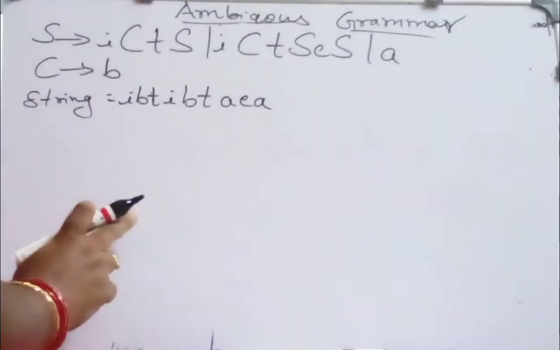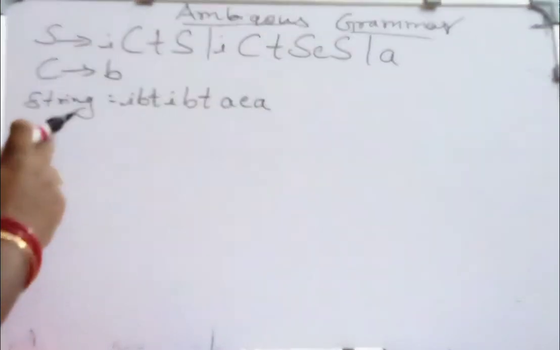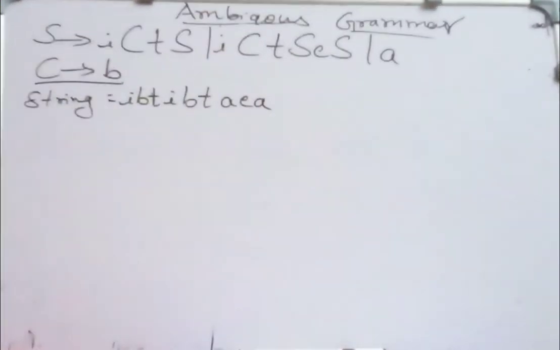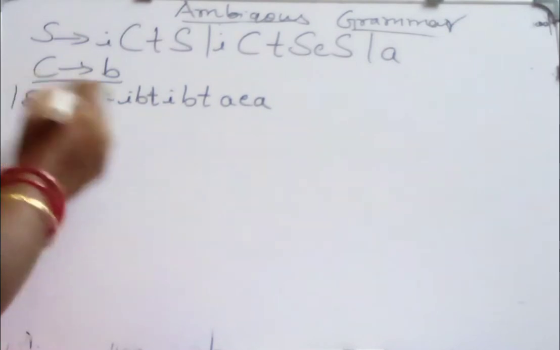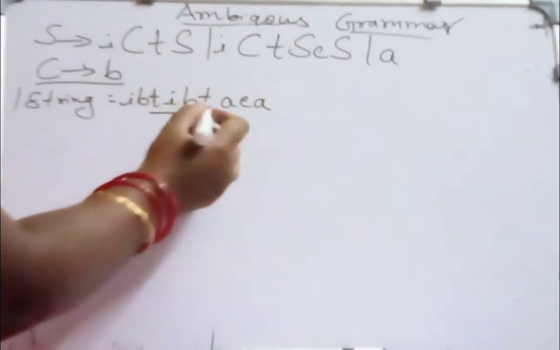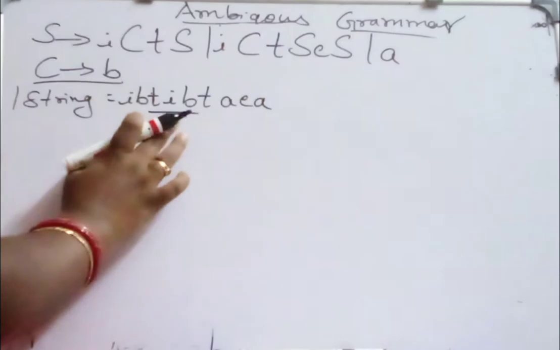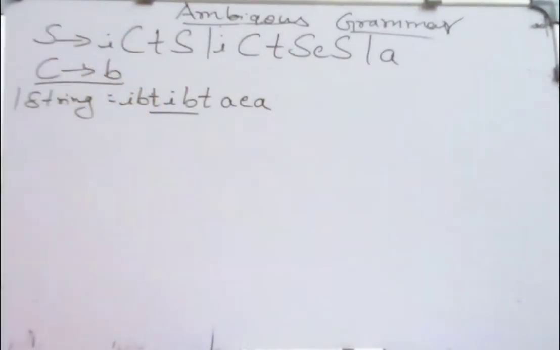Today we are checking for ambiguity of a grammar. Consider this grammar: S derives iCtS, or iCtSeS, or a, and C derives b. And the string given in the problem is ibtibtae. Using the string we have to check for the ambiguity of the grammar. Now, how can we derive the string using these grammar productions? We have to observe that first.